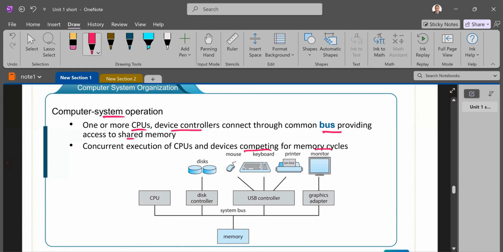The memory is present in the computer, and sometimes we call it memory for short. Here we have the CPU, disk controller, USB controller, and graphics adapter, all of them competing for a part of memory so they can work on the computer.